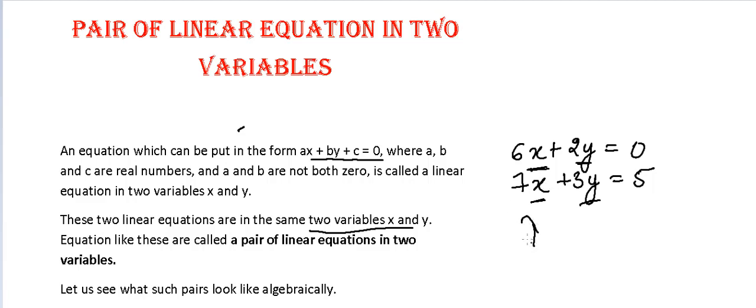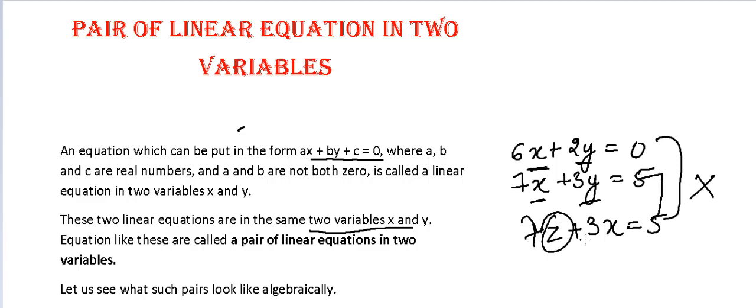But if you have 7z plus 3x equals 5, then these are not a pair of equations, right? Because z here is a different variable. So the variables must be the same to make a linear equation pair, right? There are two formats to show any linear equation. The first one is this algebraical form and the second is the graphical form. How can you represent this in the graphical form?